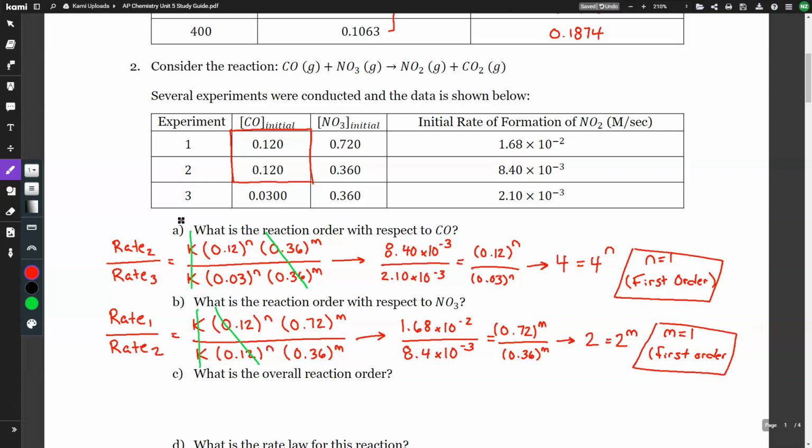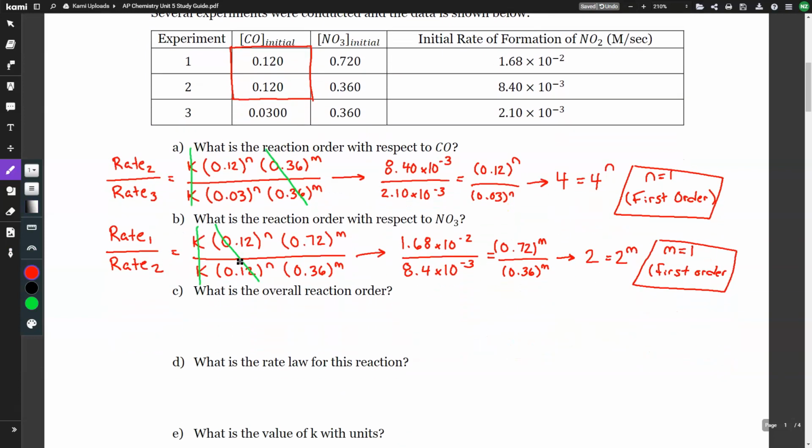All right, let's move down. So it asks us for the overall reaction order. To get the overall reaction order, we add m plus n, and that is going to be 1 plus 1, and that'll give us 2, which is second order.